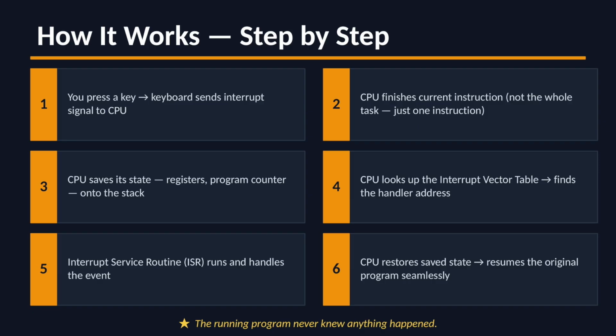Step 4. The CPU looks up the interrupt vector table to find which handler function is responsible for this interrupt. Step 5. It jumps to that handler, called the interrupt service routine, and executes it. Step 6. Once done, the CPU restores the saved context and resumes exactly where it left off. The running program never even knows that anything happened and it just resumes smoothly.